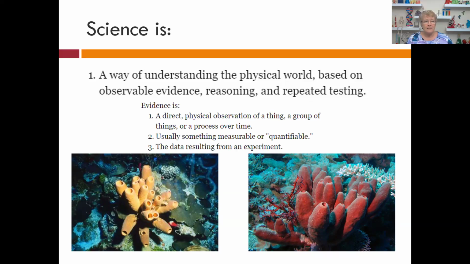So here's what evidence is. It's a direct physical observation of something, usually measurable, and the data that results from an experiment. So just taking a look at the sponges that are in this picture. A lot of people think that sponges are plants. The sponges that grow in the ocean are not. They are animals. We'll learn about those when we get to learning about invertebrates, because they are a kind of invertebrate. An invertebrate is an animal that doesn't have a backbone.